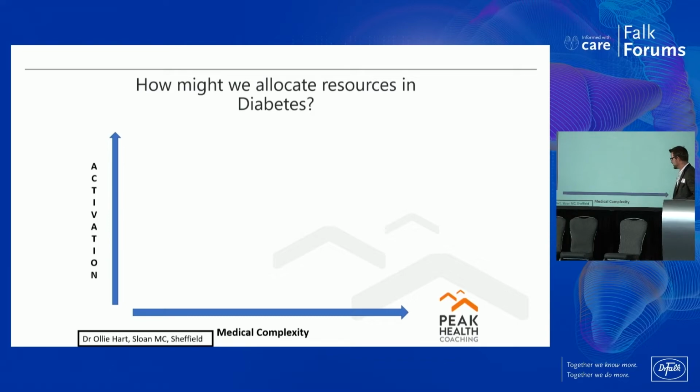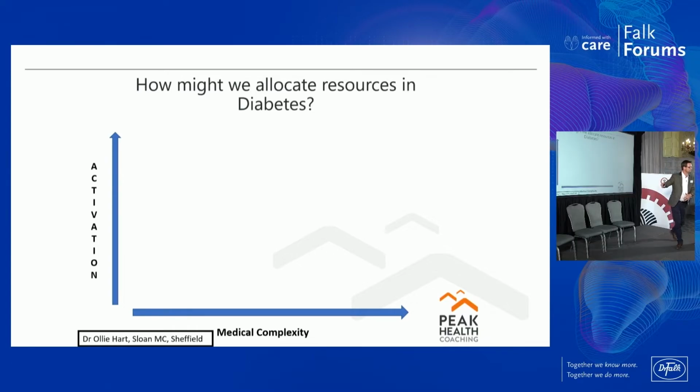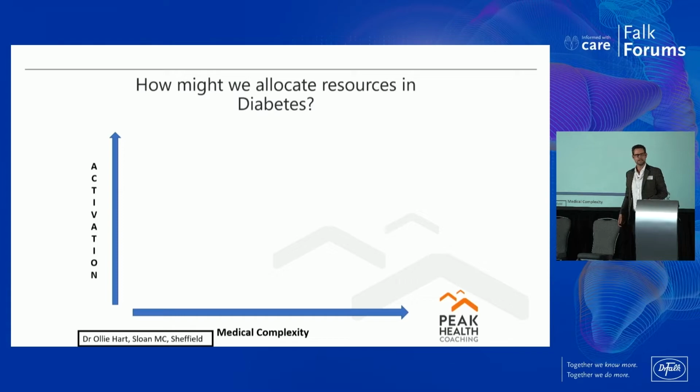So this is work that Dr. Ollie Hart did at his surgery in the Sloan Medical Centre in Sheffield. What he did with this is patients with diabetes, but it's applicable, I think, across the board. He looked at that activation level. He got all of his patients with diabetes to fill in an activation questionnaire, and then he worked out whether they were highly activated, levels 3 and 4, or more low activations, levels 1 and 2. And then he looked at their medical complexity, as in how well controlled was their diabetes. If it's really well controlled, they were not very complex. If their diabetes was out of control, then he classified them as complex.